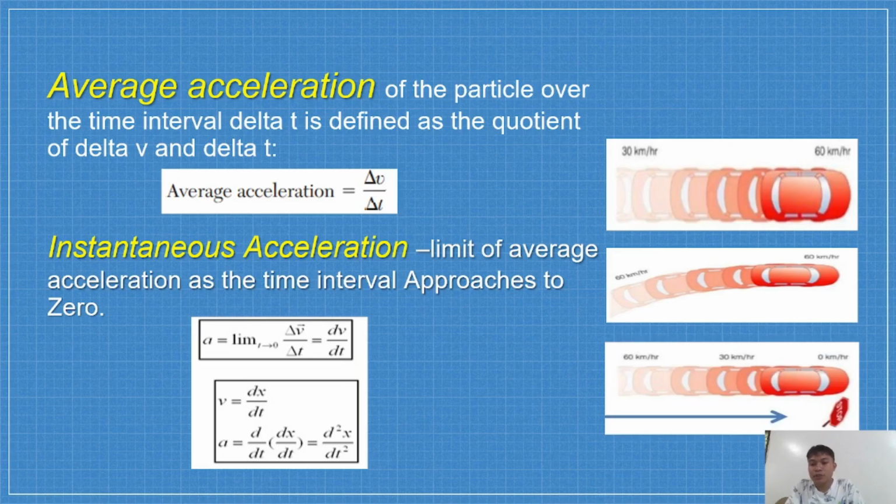While here, what is this? Is it positive or negative? This one is still accelerating, but negative. Its acceleration is negative, because from 60 km per hour, its velocity reduced to 30 km per hour.